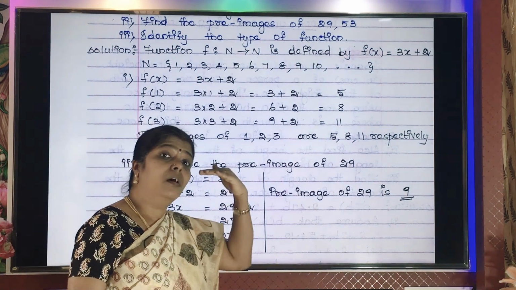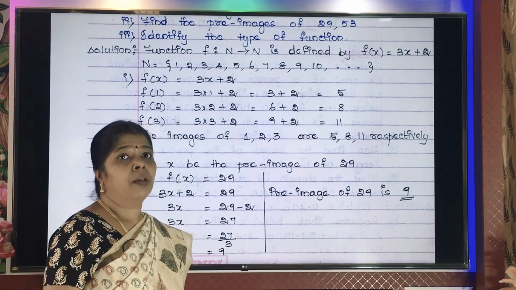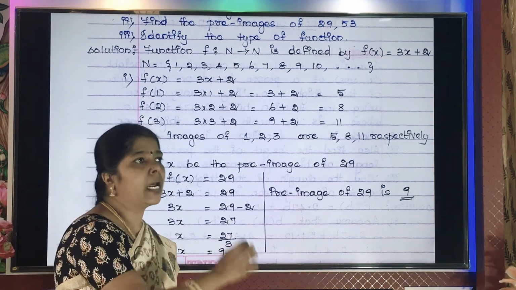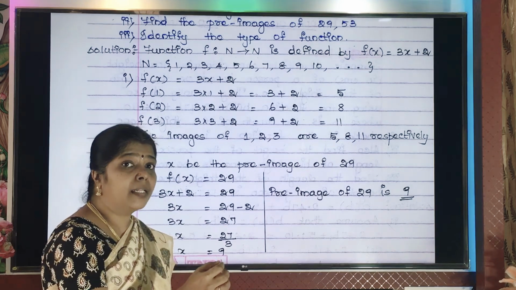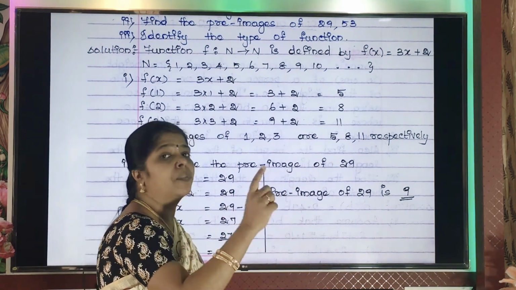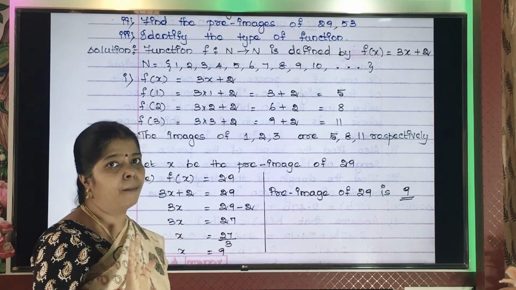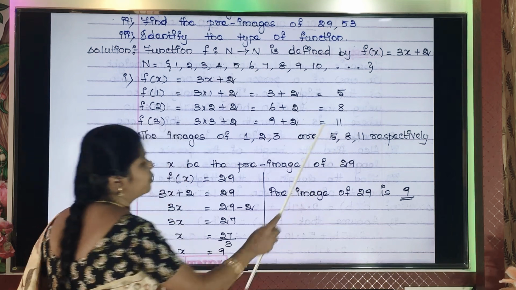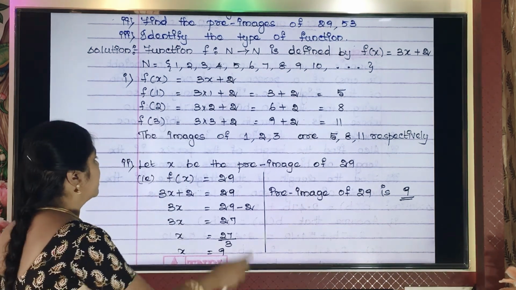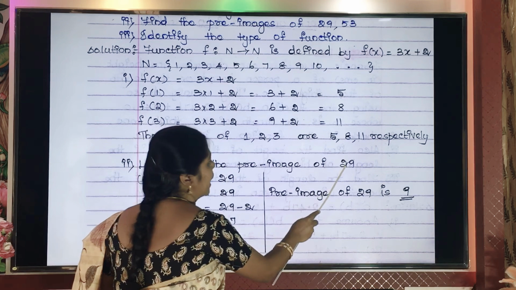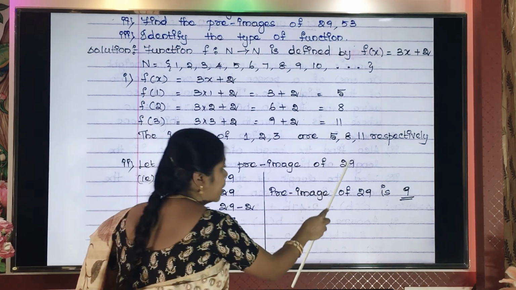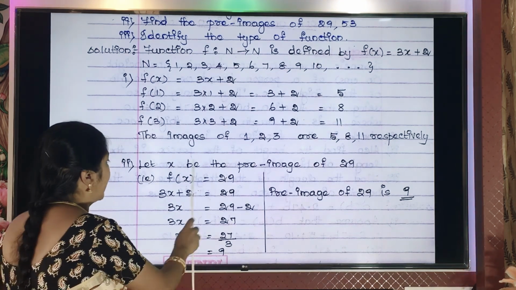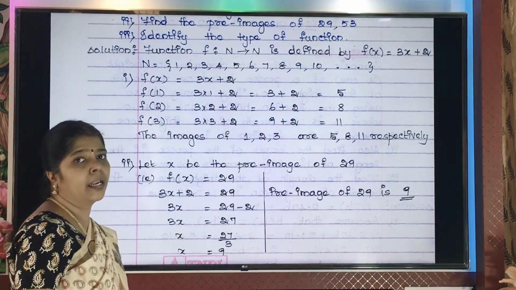This concept we have learnt in our previous classes. Whenever we need to write an element and its image, if A is the element and B is the image, how to write that? F of A is equal to B. This is the format. Okay. So here x is the pre-image of 29. So how you will write? X is the element and 29 is the image. Or you can say 29 is the image and x is the pre-image. So how to write that? F of x equal to 29.